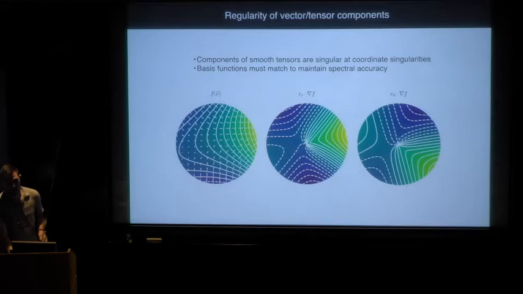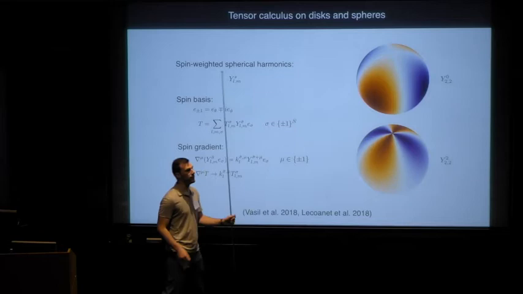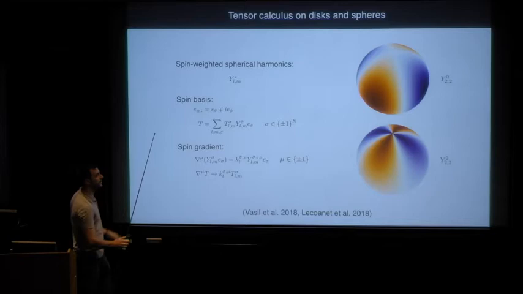So this is true in the disk. This also happens in the sphere. So this happens at the poles in the sphere, and it also happens at the origin in the sphere. So I'll just briefly mention the way that you take care of this in the sphere is with a set of basis functions called the spin-weighted spherical harmonics.